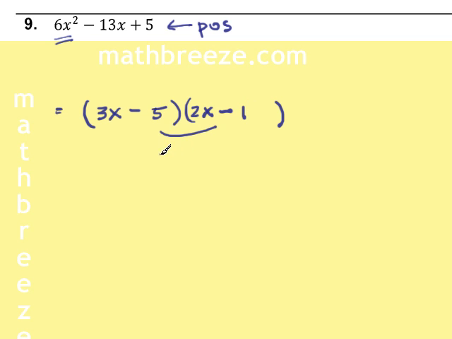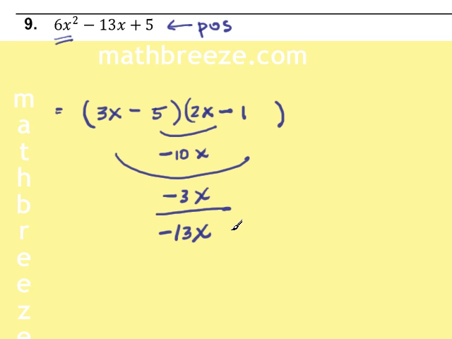Here we have minus 10x, minus 3x, and that does give us the negative 13x in the middle, which is correct. So this is the correct factorization.